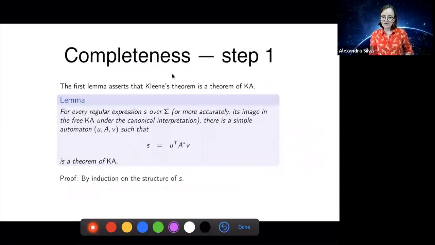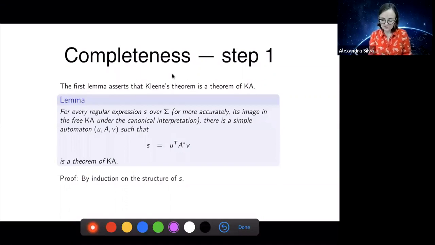And so at this point, we are ready to do step 1 of completeness. And step 1 of completeness is basically saying that the Kleene theorem that we had in the first lecture is a theorem of Kleene algebra. In other words, it can be written just using the axioms.